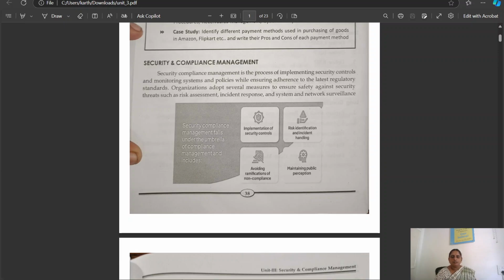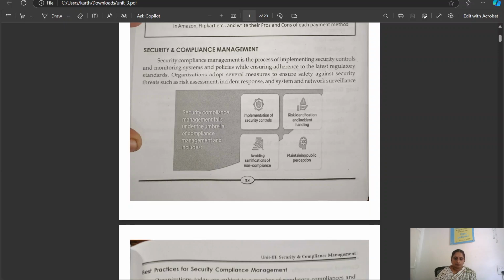Security compliance management is the process of implementing security controls and monitoring systems and policies while ensuring adherence to the latest regulatory standards. Organizations adopt several measures to ensure safety against security threats, such as risk assessment, incident response, and system and network surveillance. So, within the diagram, we are knowing about the implementation of the security controls, risk identification and incident handling, avoiding ramification of non-compliance, maintaining public perception.